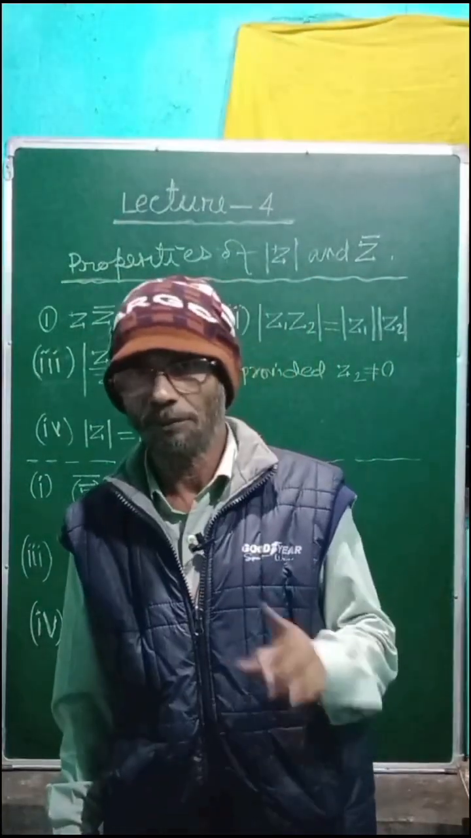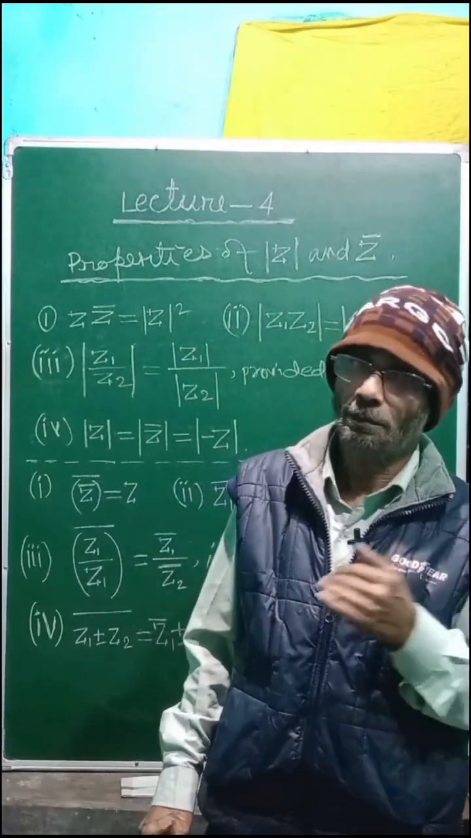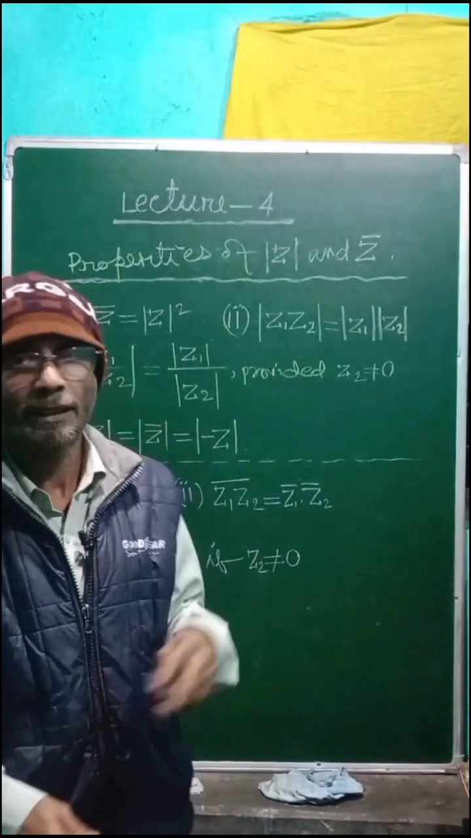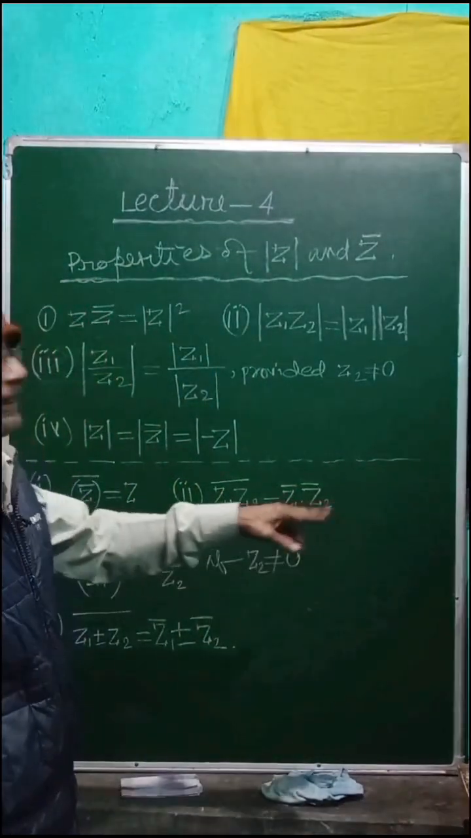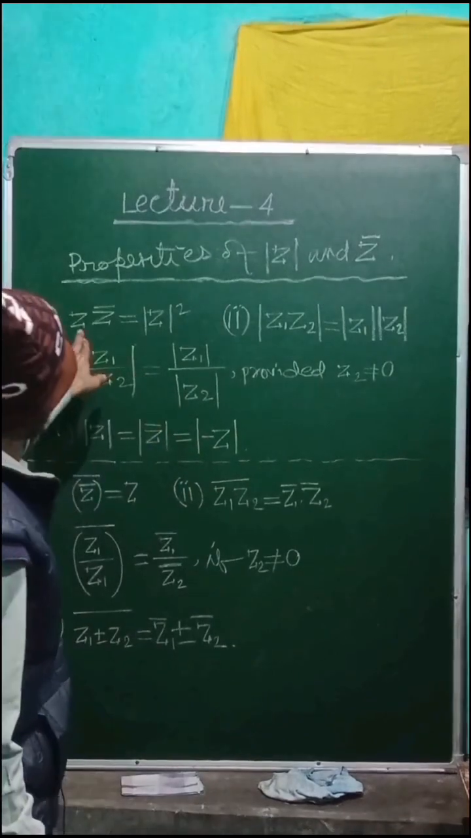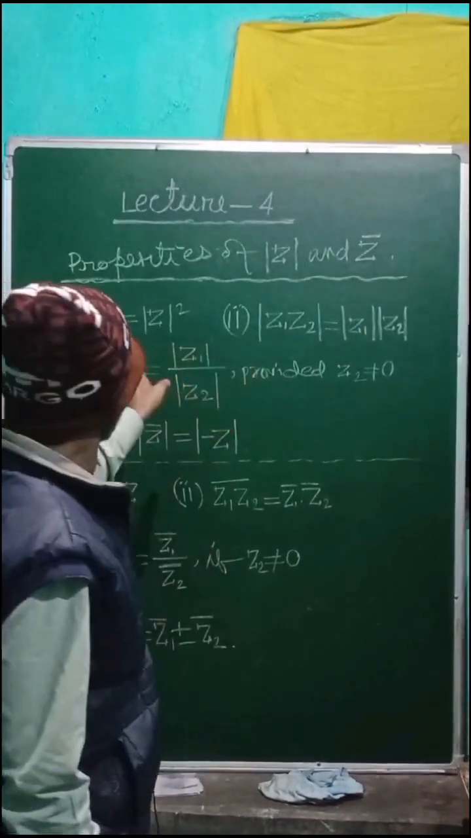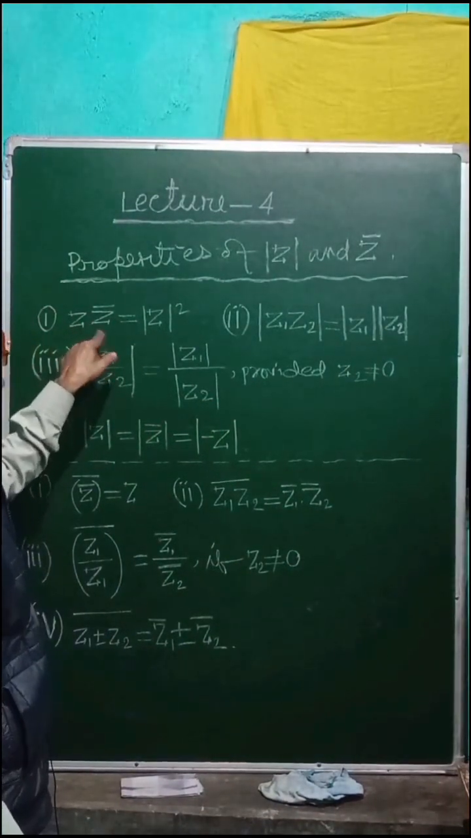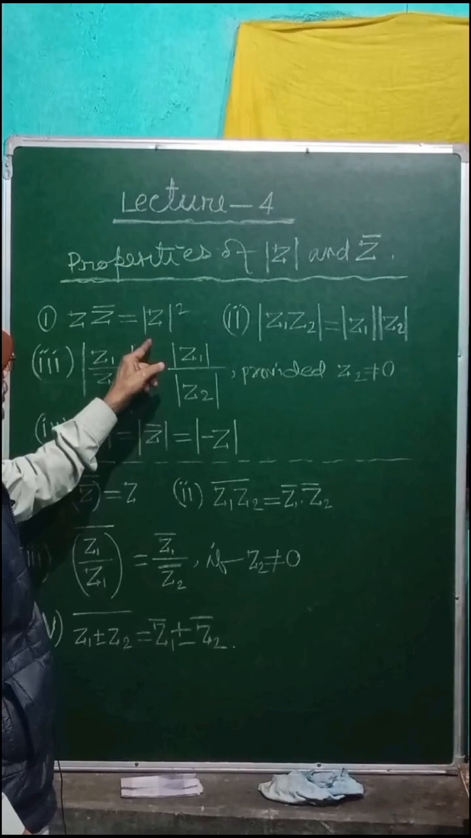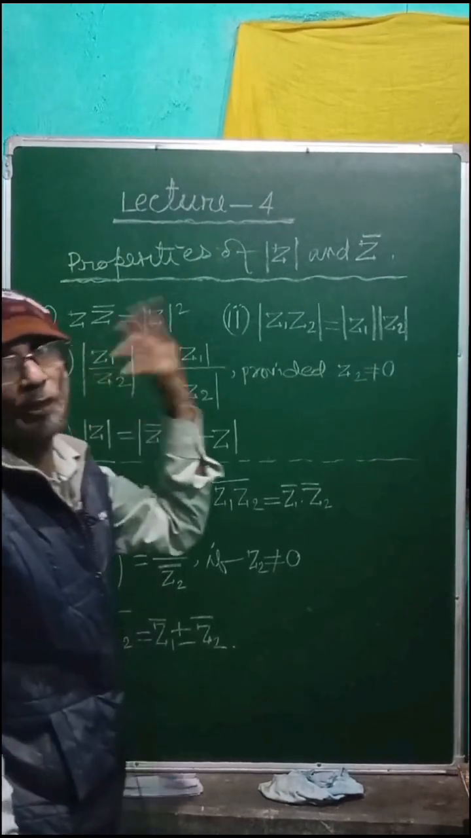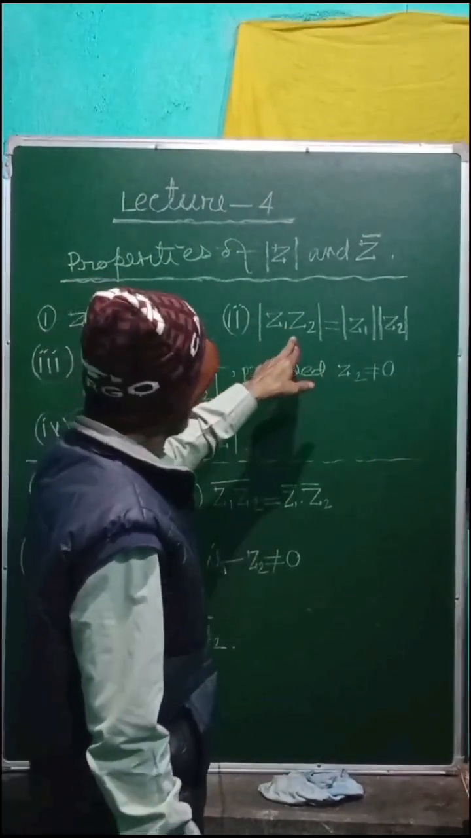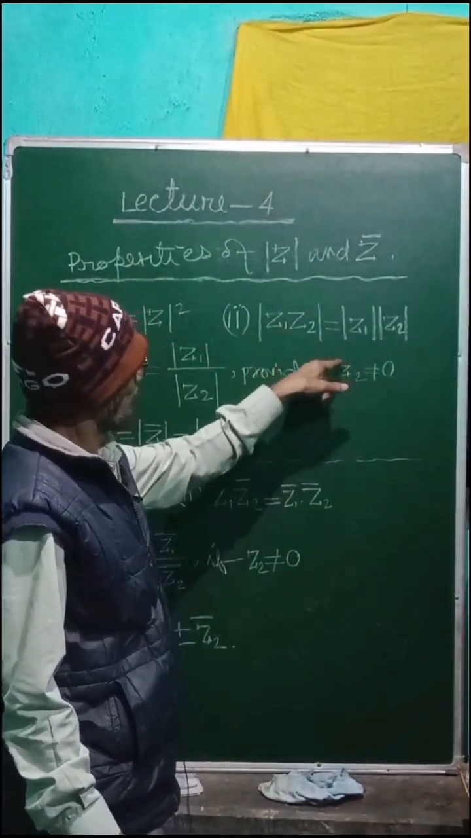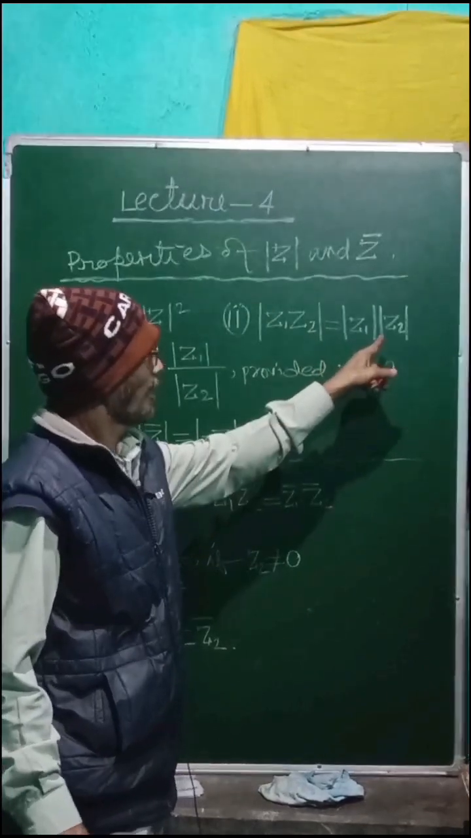Please see the properties of the modulus and conjugate of complex numbers. The first group is for modulus and the second group for conjugate. By the sign you can understand. If a complex number is given as z, then z into the conjugate of the number is equal to the modulus of the number squared. Number 2, the modulus of the product of two numbers z1 and z2 is equal to the product of the separate moduli.